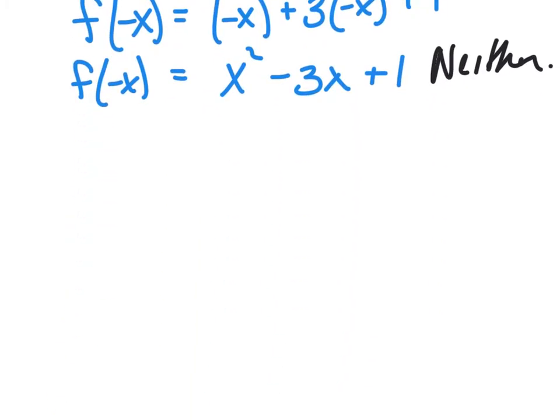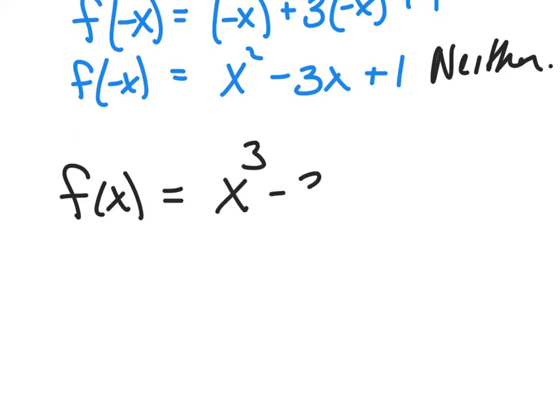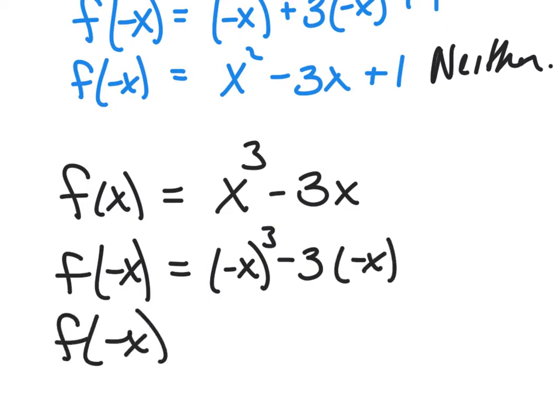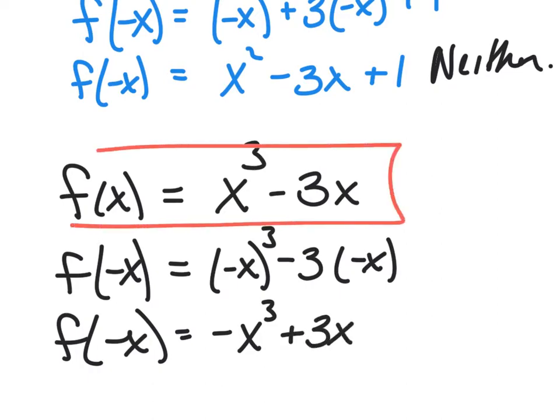Let's test another example. F of x equals x cubed minus 3x. Again, you do the same thing. You find f of negative x, carefully substitute it in, and just see what happens. When I cube a negative, I now get a negative, and a negative 3 times a negative x is a positive 3x. So now compare this to the original f of x.